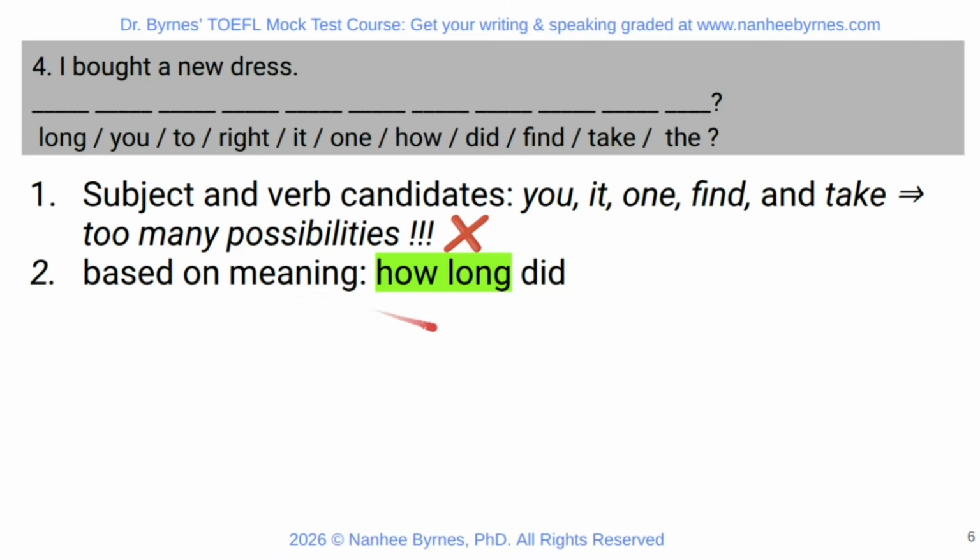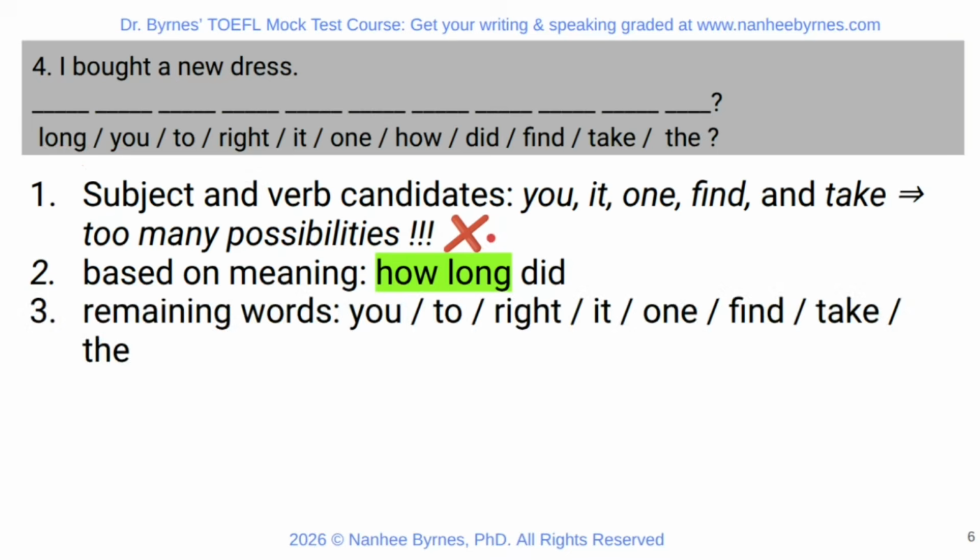Because it's a WH question, you know it must come at the beginning of the sentence. To form the question properly, you apply inversion by adding the auxiliary verb did, giving you the starting base. How long did? Now you look at the remaining pool of words. You, to, write, it, one, find, take, the.